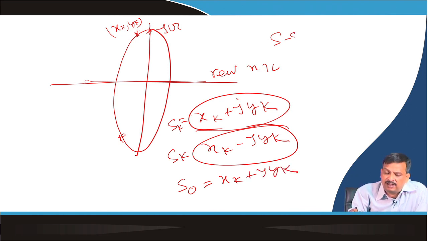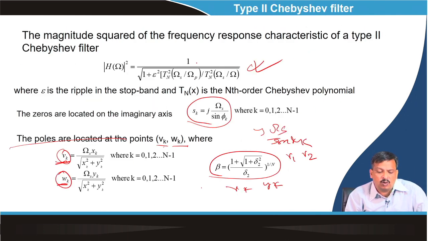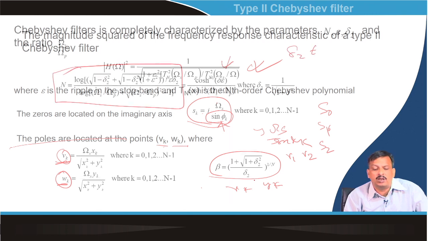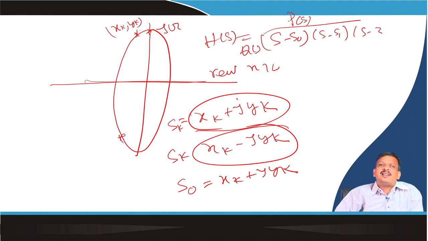So, I can write S minus S0 into S minus S1 into S minus S2, and so on, to get H(s). And what is the zero location? The zero location is always sk equal to j omega s divided by phi k. So, once I know phi k, I can find the zero locations S0, S1, S2, and put them in the transfer function. So, Ps by Qs, that is how the transfer function is designed. That is called Chebyshev filter design.